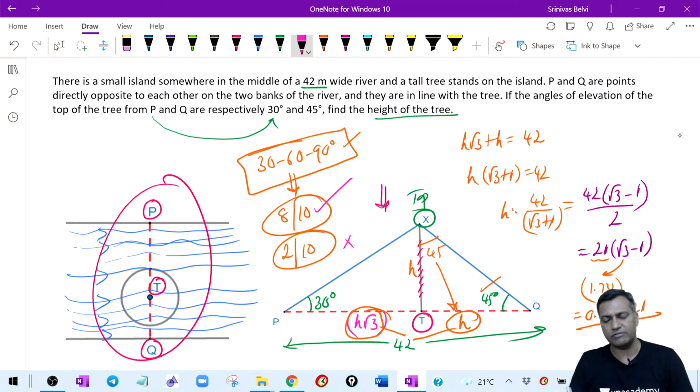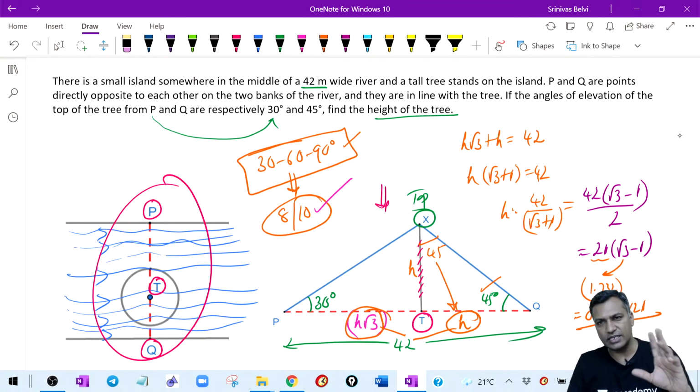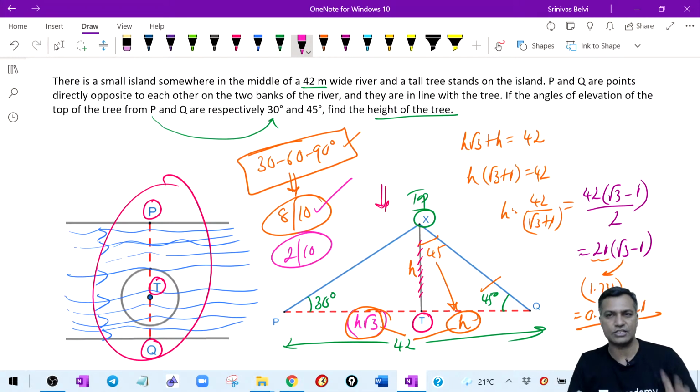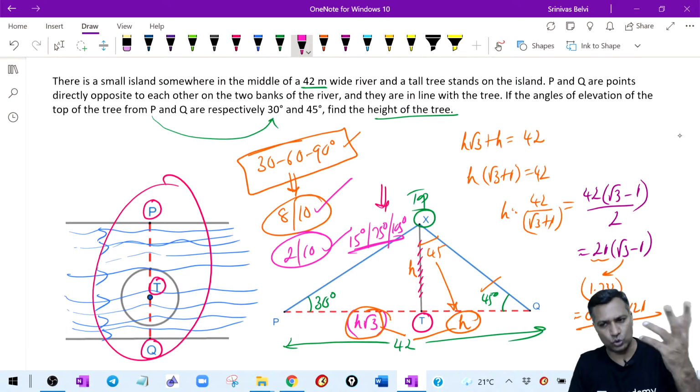The minority we will see at a later stage, or once I give this kind of revision, you will be able to revise the remaining 2 out of 10. All right, that is what I expect. But I'm saying that, hey, revise these 2 out of 10 as well. These 2 out of 10 are technically to do with what? 15 degree angles, 75 degree angles, something like that, right? 105 degree angles. Think about those angles as well.